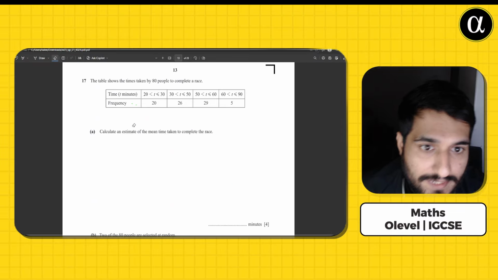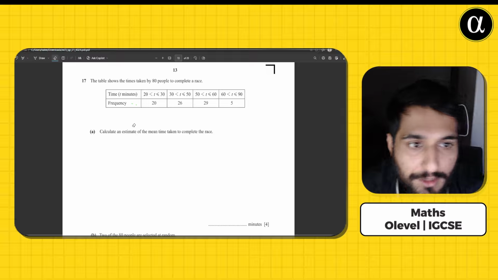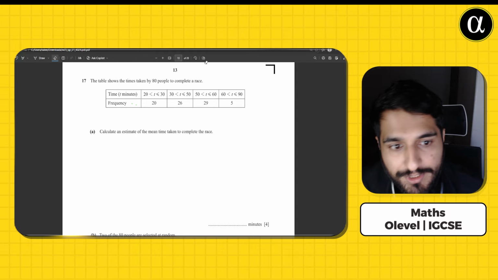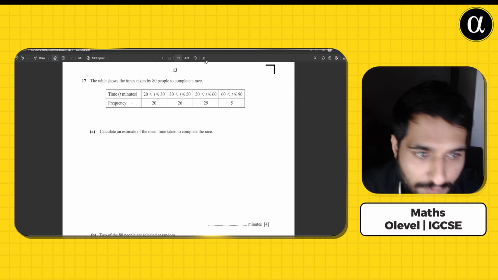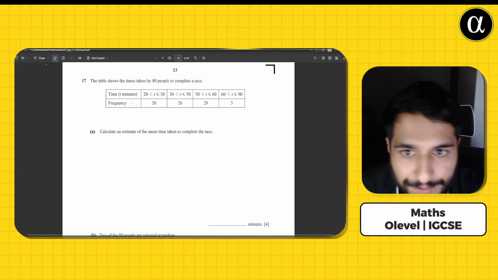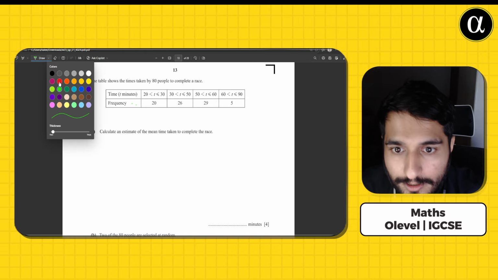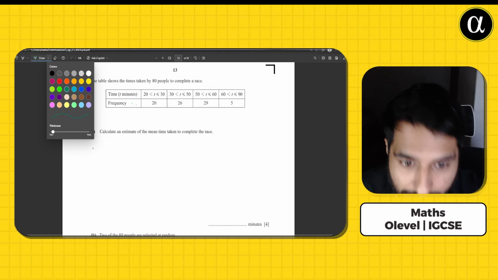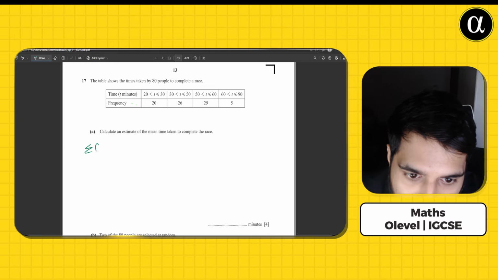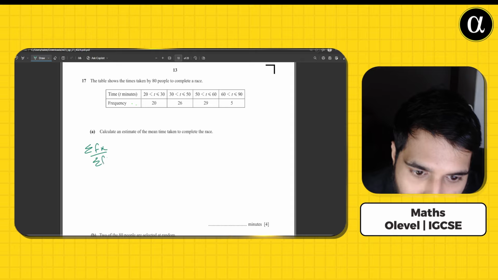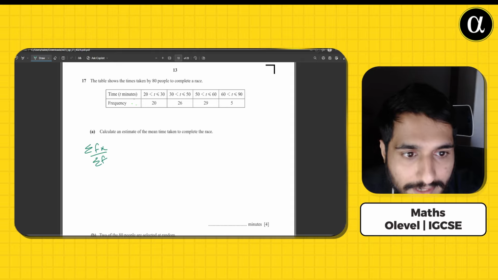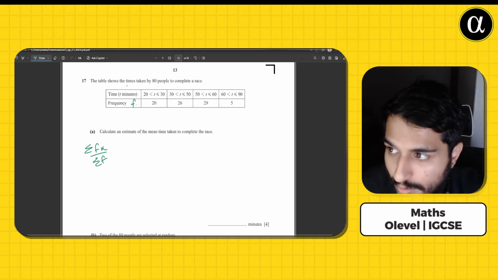Question number 17 says that the table shows times taken by 80 people to complete a race, and we need to calculate the mean of the time taken to complete the race. Now, how do you calculate the mean? It's going to be summation of fx over summation of f, and when we solve this, we need to keep in mind that this is the frequency, but we do not know the value x.